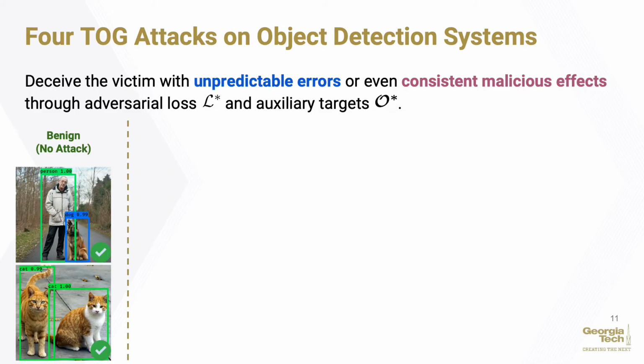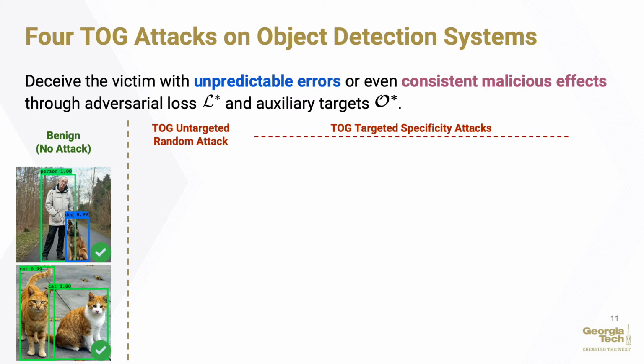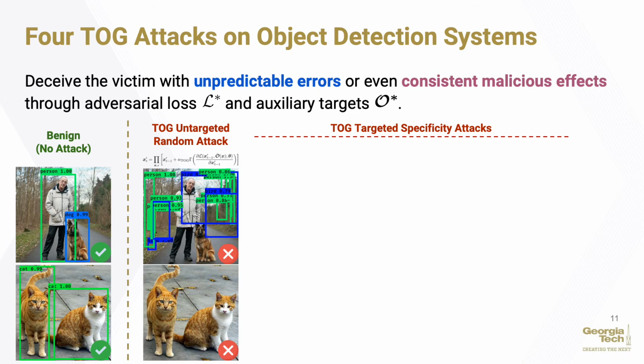TOG contains a set of 4 adversarial loss functions, and each of them corresponds to one attack effect. They can be broadly classified into untargeted random attacks and targeted specificity attacks. But before talking about each attack, let's look at the 2 example images that will be used for explanation. Given benign inputs, both images can be perfectly detected by the detector, just like the person and the dog in the first row.